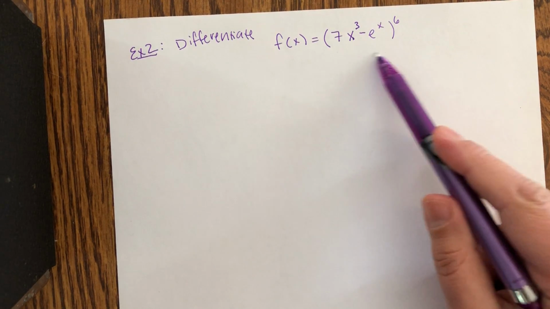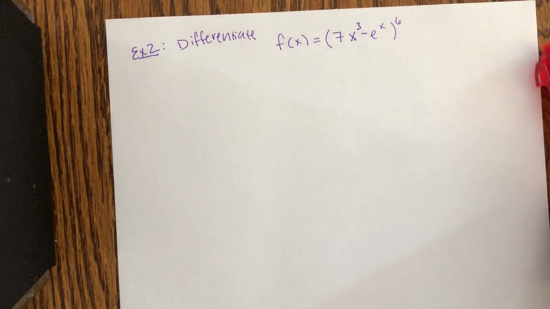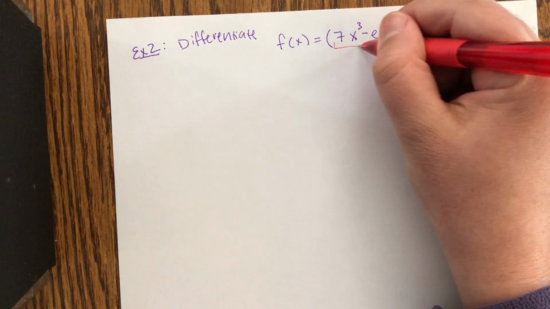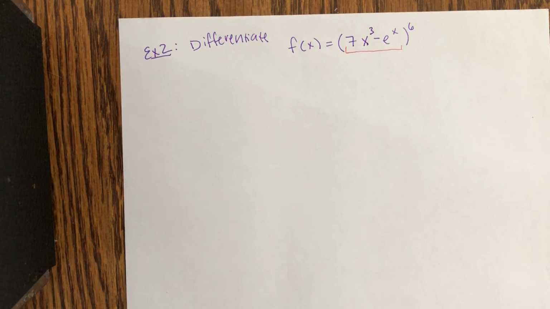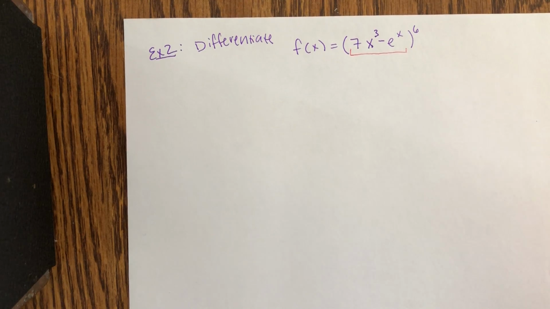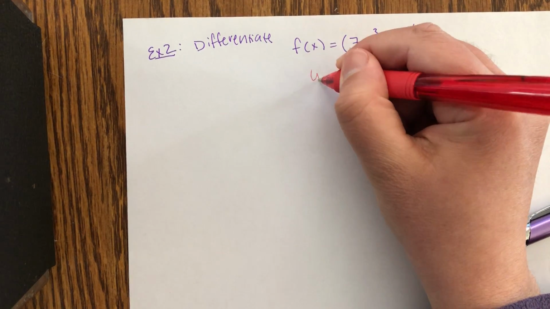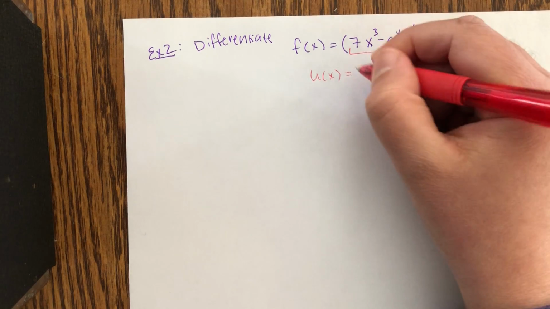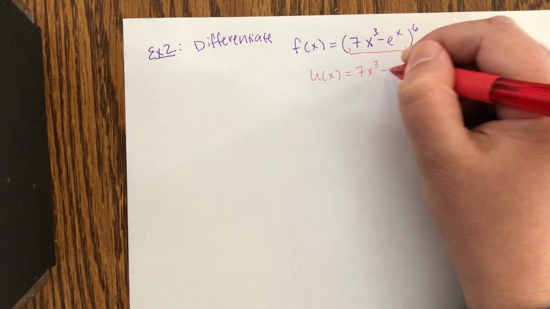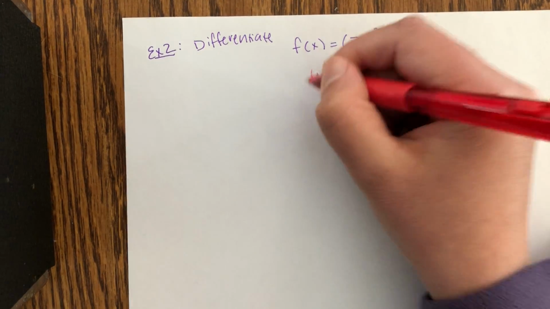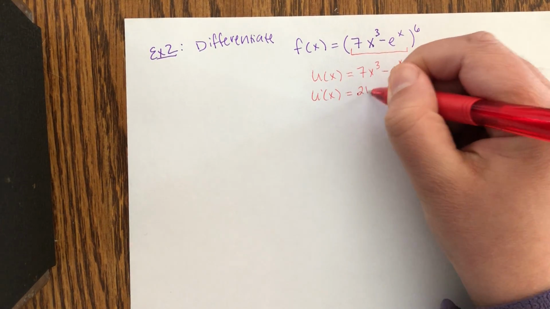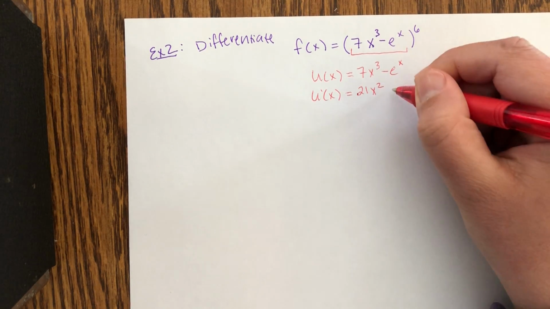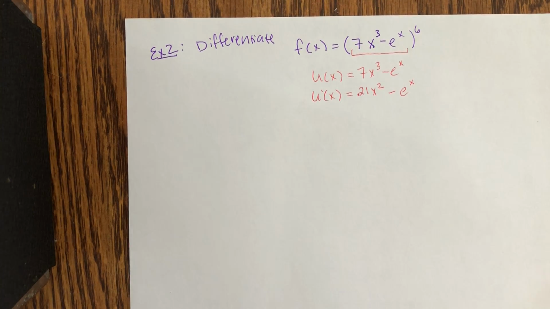So the first thing that we want to do when we're using the chain rule is identify our inner function. The inner function in our case is this stuff that's inside the parentheses. It's easy to find the inner function because it's often in a set of parentheses, or it's underneath a radical sign, or it's inside some kind of a trig function. So our u of x here is 7x cubed minus e to the x. I know that I'm going to need to take the derivative of that, so the derivative is 21x squared, and the derivative of negative e to the x is still negative e to the x.